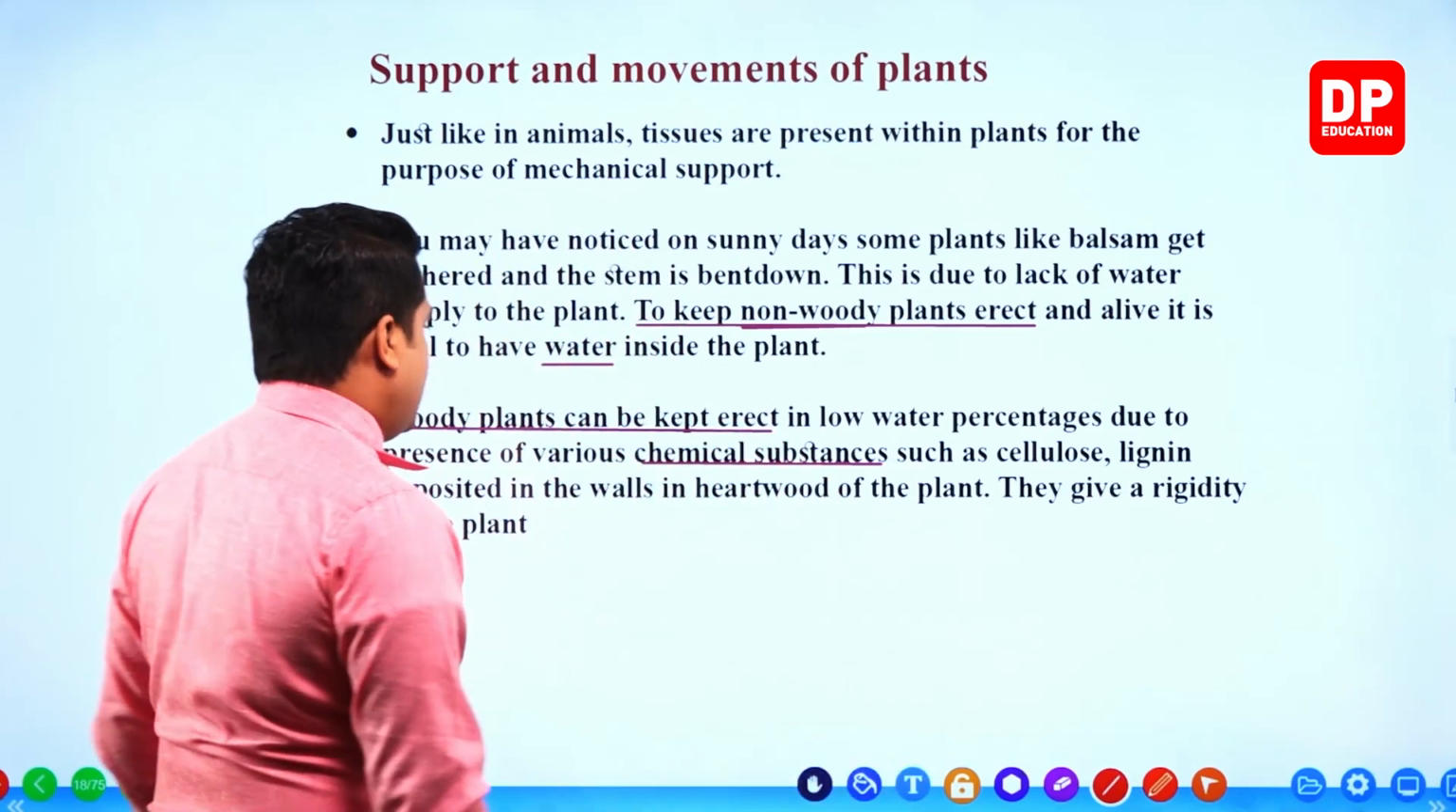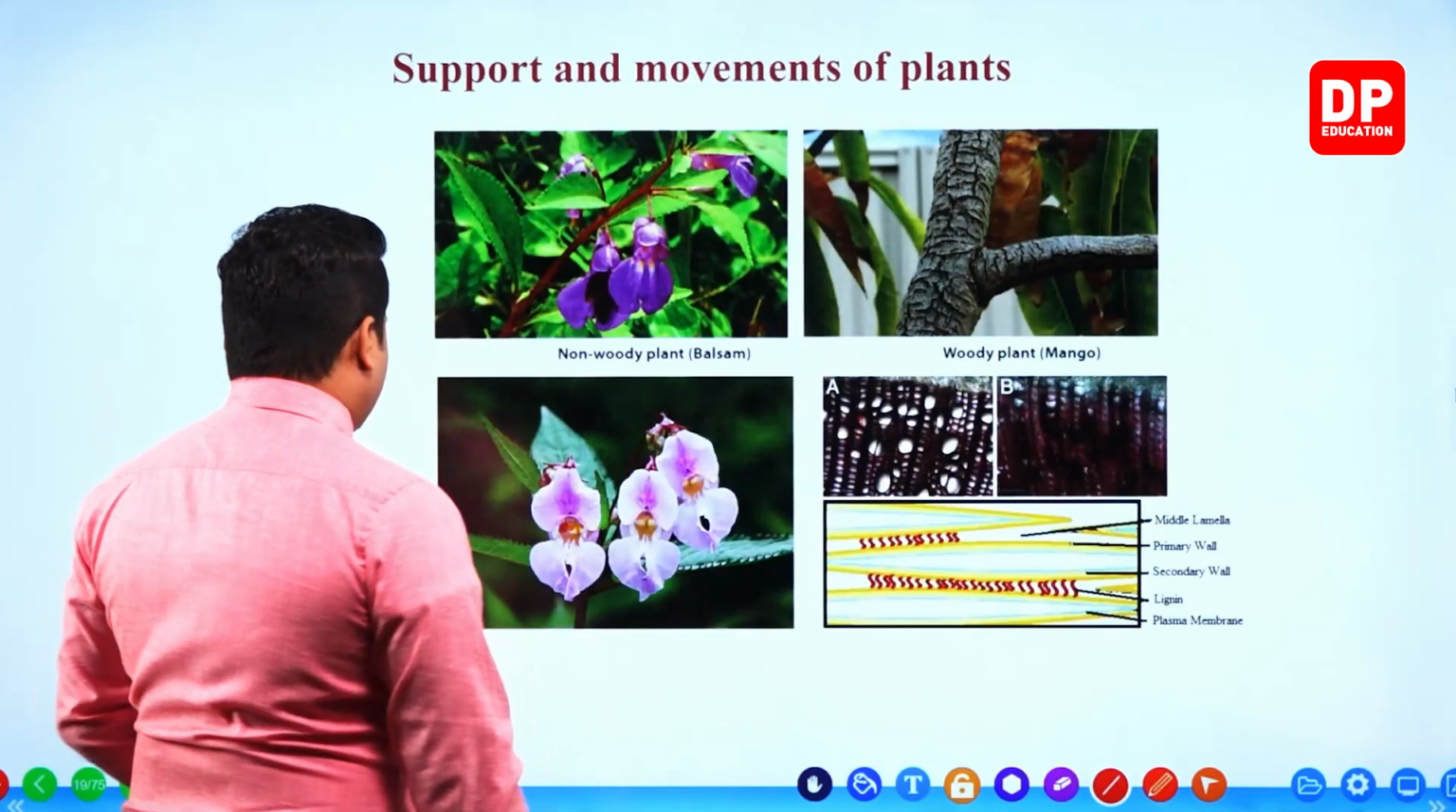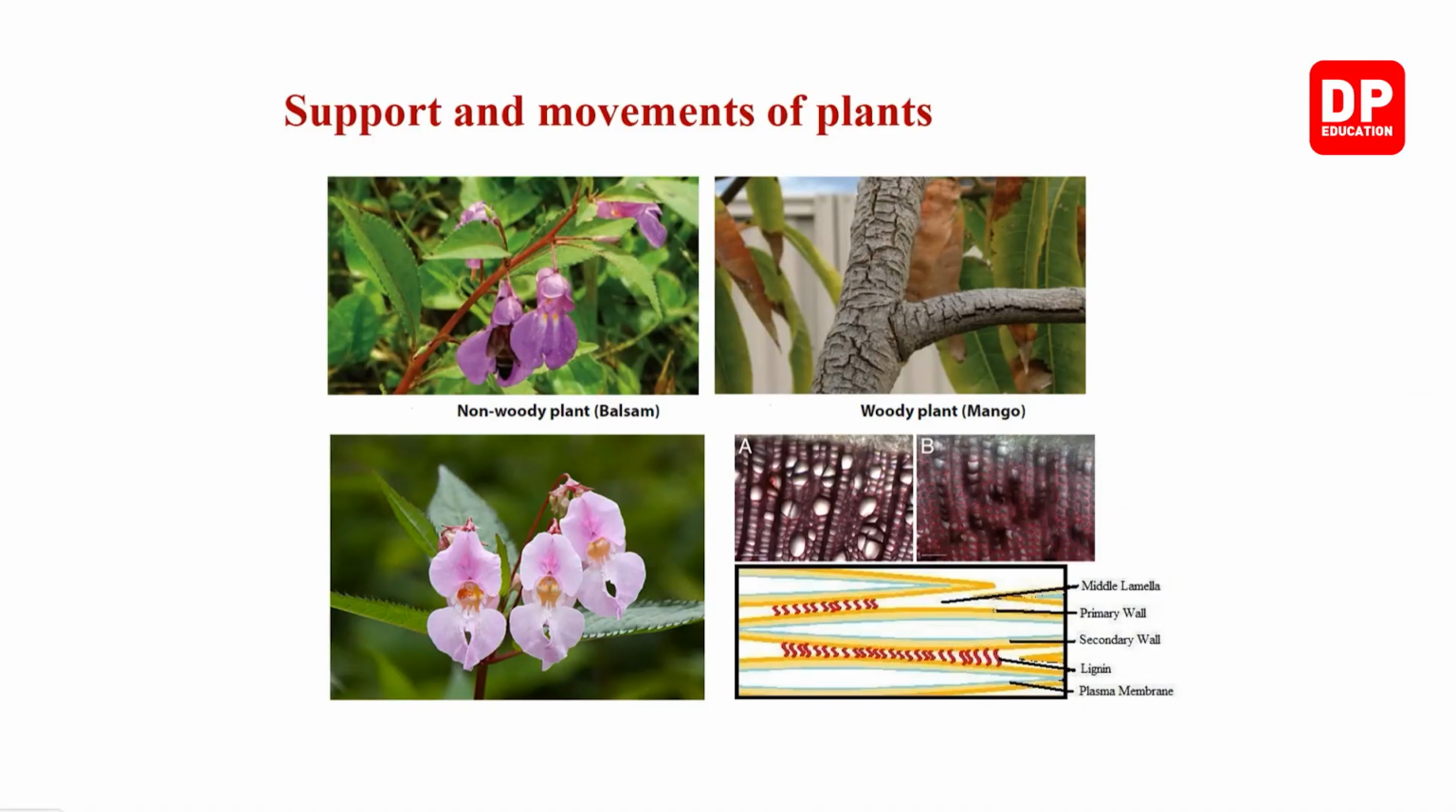Right then, let's head on to see the other contents. This is a balsam plant, my dear children. As you can see here, the balsam plant is now bent to a side, in a certain direction. In this figure also you can observe that it is bent. This occurs mainly because of lack of water.